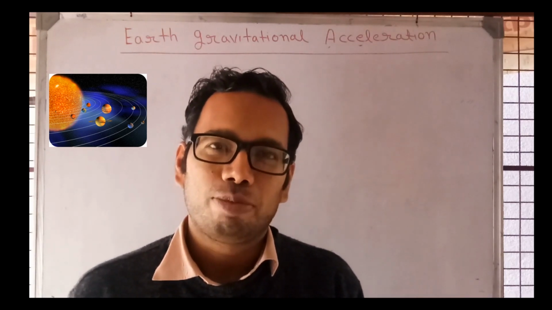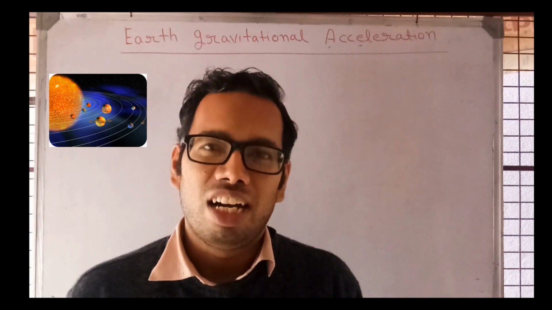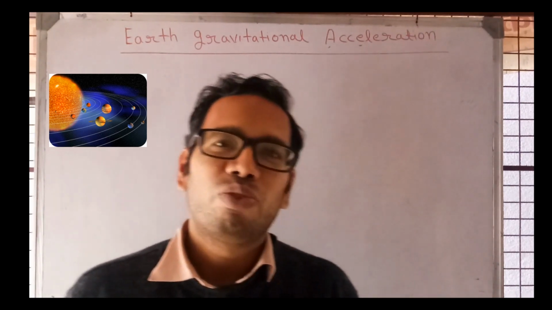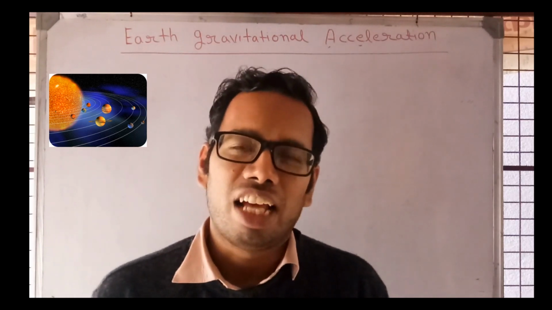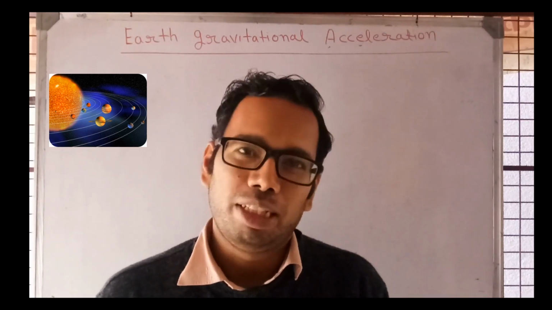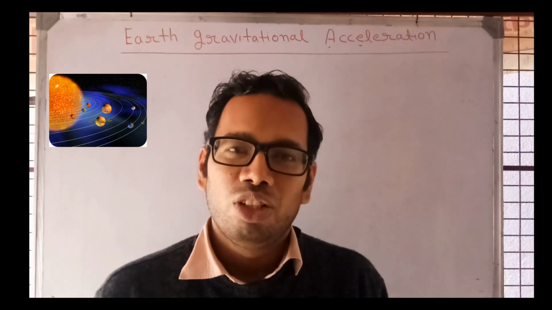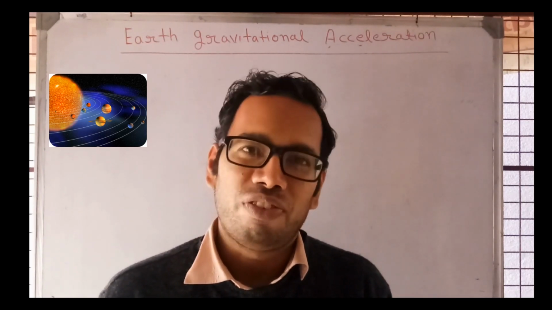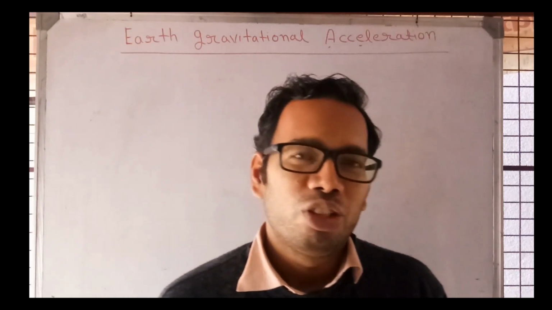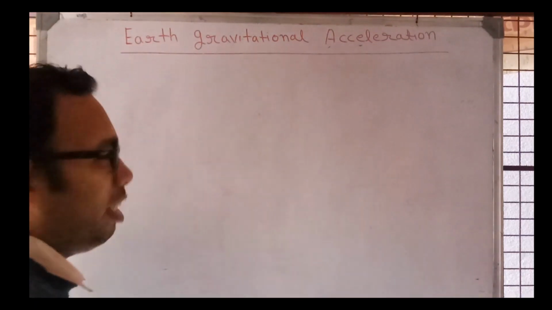Today I will explain how to find the Earth's gravitational acceleration. Okay, so what is the value of Earth's gravitational acceleration? It is approximately 9.8 meters per second squared. We will find this value with the help of one simple experiment. So what experiment will we do today?